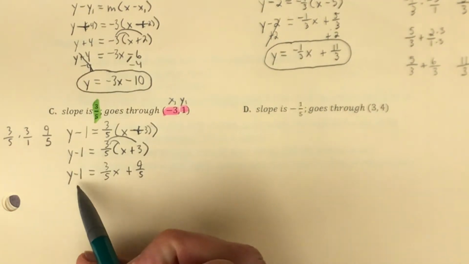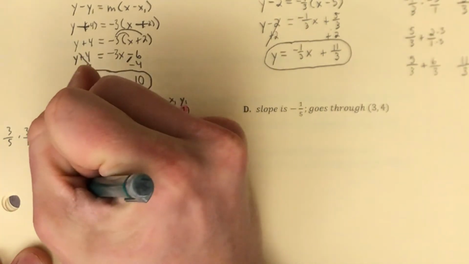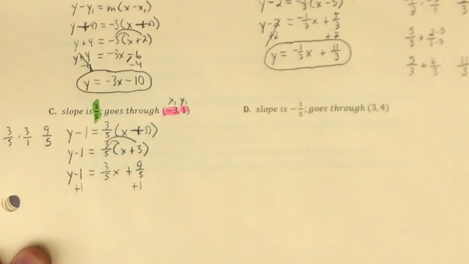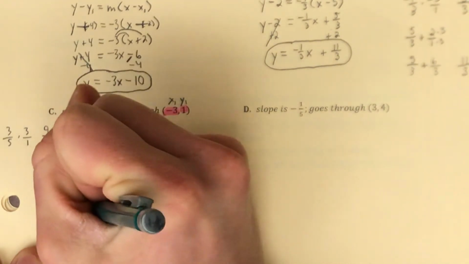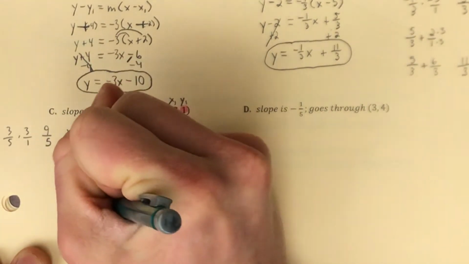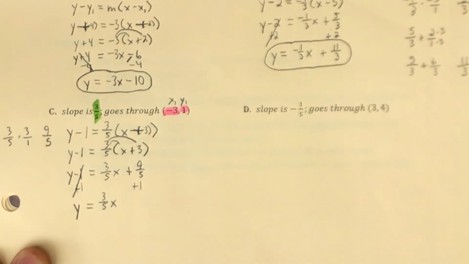So then my next step, get the -1 off the same side as the y. So first thing I'm going to do, add 1 to this side, and then add 1 to that side. So when I add 1 to this side, -1 plus 1 is 0, so I'm left with y. Then my equal sign, 3/5 x, that doesn't change. And then I need to add 9/5 with positive 1.